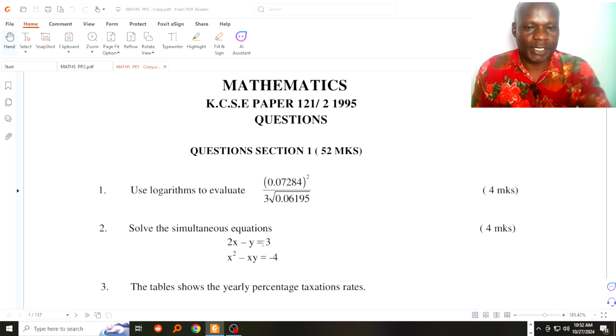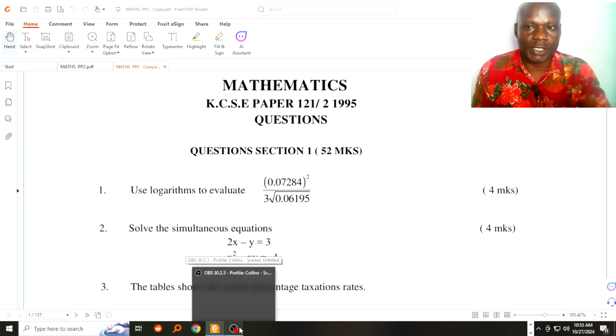Solve the simultaneous equations 2x minus y is equal to 3, then x squared minus xy is equal to minus 4. That is 4 marks. These are simultaneous equations. We can either solve using substitution method, elimination method, or graphical method. But in this case, we are going to use substitution method. So let's dive in and see what the solution looks like.